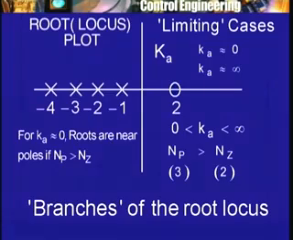The branches of the root locus plot, and why are there branches? Because there are 3 roots in this case. In general there will be more than 3 or less than 3 roots, not just one root. The characteristic equation is a polynomial, not of degree 1 necessarily. Therefore there will be more than one root. Therefore there will be branches of the root locus.